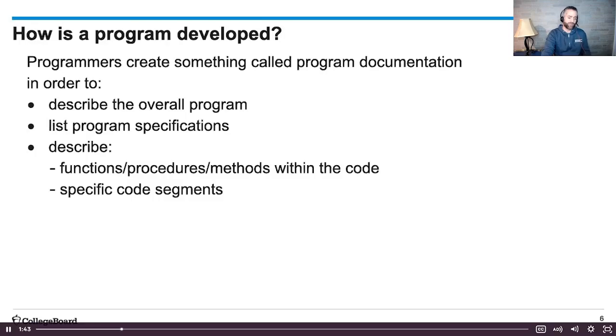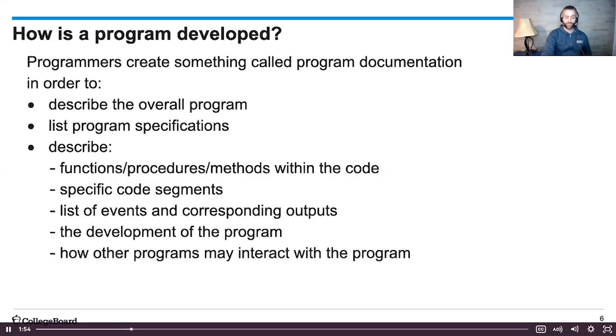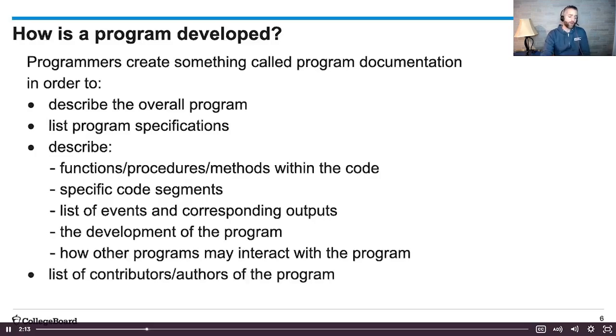They're going to describe maybe specific code segments. They're going to list the events and corresponding outputs. They're going to describe the development of the program. They're going to describe how other programs may interact with the program. So a lot of programs in their documentation say, hey, if you want to use this program, this is how you could interact with it. This is how you could have your program talk to this, or something like that. And then you're going to list the contributors, the authors of the program.